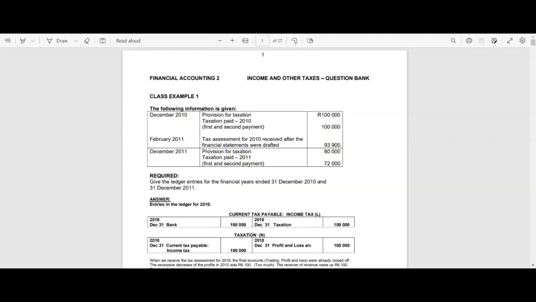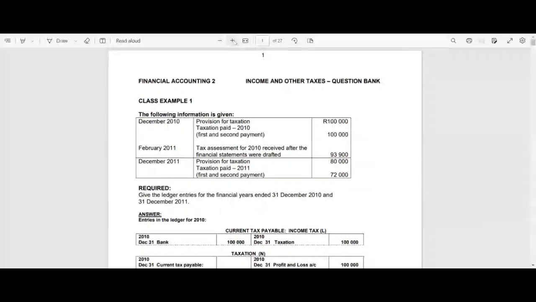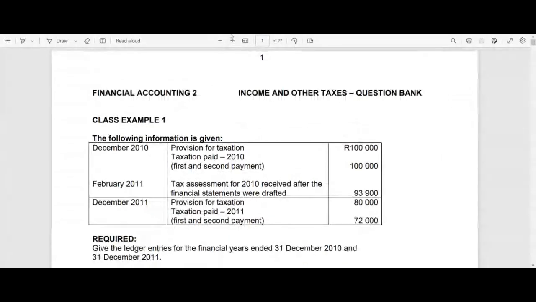Let me just make this a bit bigger. Just want to see how it displays. It looks like it's now nice and clear and readable on your side, right? Okay, ladies and gentlemen, so this is class example one. So let us work through this one. We will definitely finish this one today. We might start with the second one as well today and finish it next week, but we'll see how far we get.